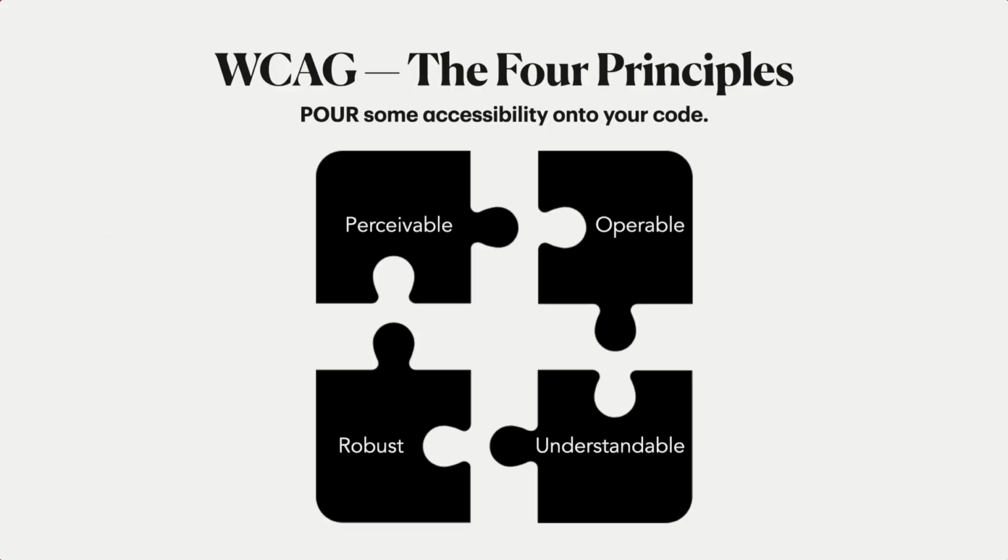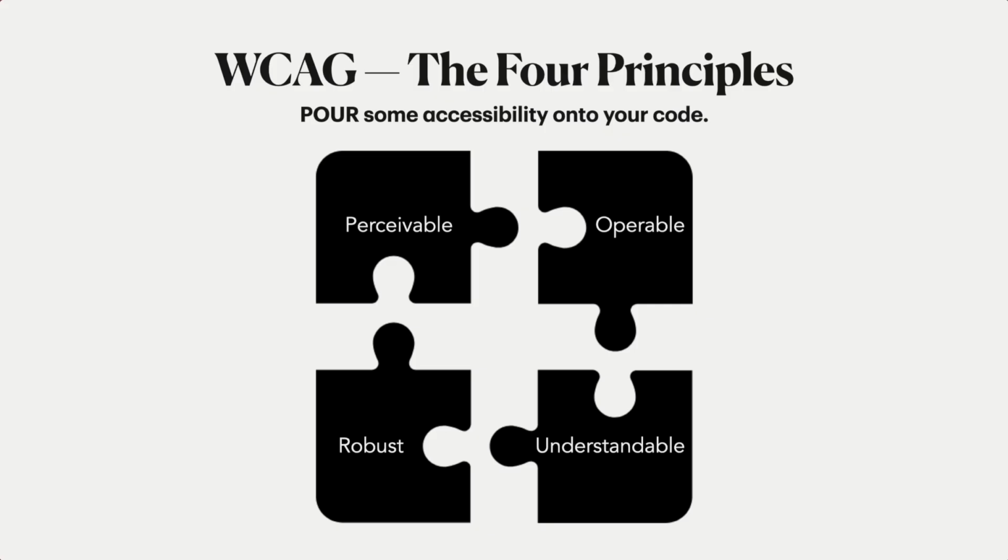WCAG is organized around 4 core principles. You can remember them using the acronym POUR for perceivable, operable, understandable, and robust. Every success criterion in WCAG maps back to one of these 4 principles.